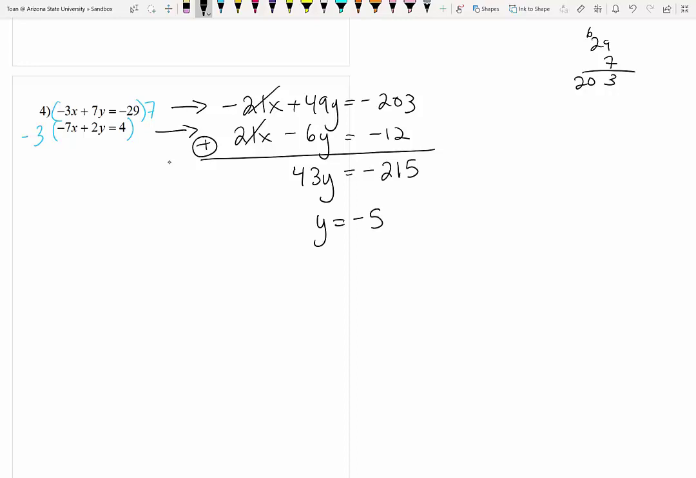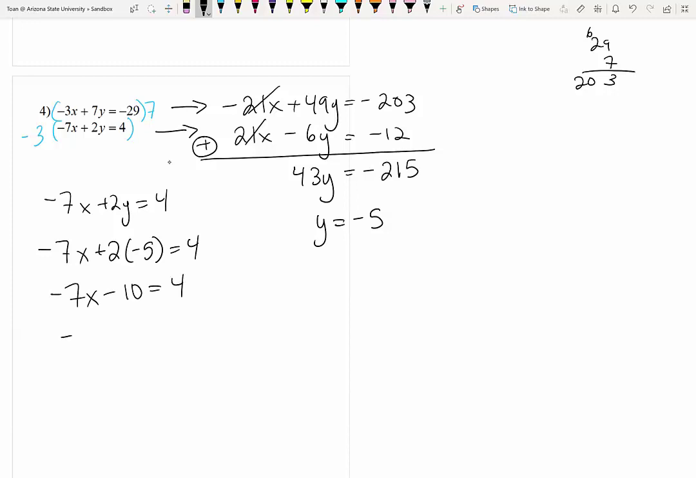Hey, that works. So then we substitute y equals negative 5 into any of the original equations. Let's do the bottom equation because the numbers look small. So the bottom equation here, we're going to substitute a negative 5 in for the y. Do some math here. Add 10 on both sides. And then divide both sides by negative 7, giving us x equals negative 2. So there's our solution, negative 2 comma negative 5.